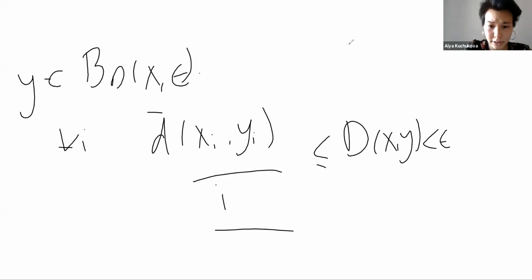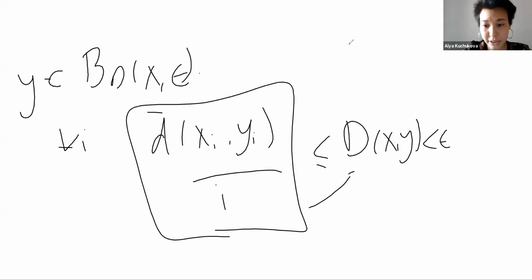Why is that? This happens because of the definition of d, right? Because d is defined to be a supremum among them, so of course it's bigger for any i, and we also know that it's less than epsilon just because we are looking in a ball with radius epsilon. So I hope that's understandable.